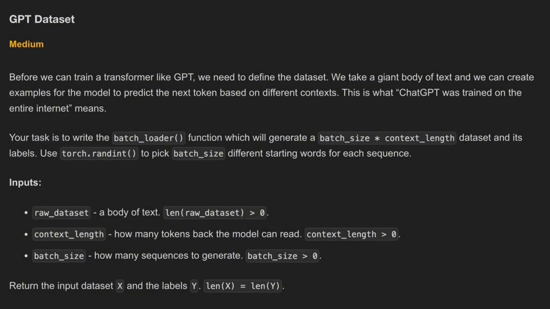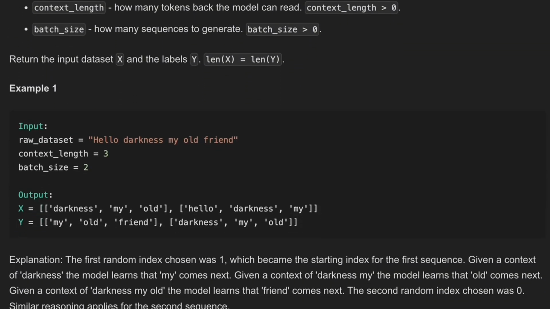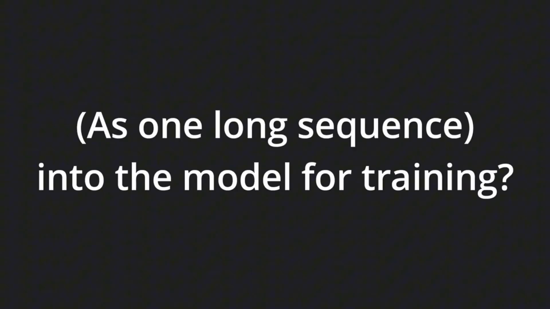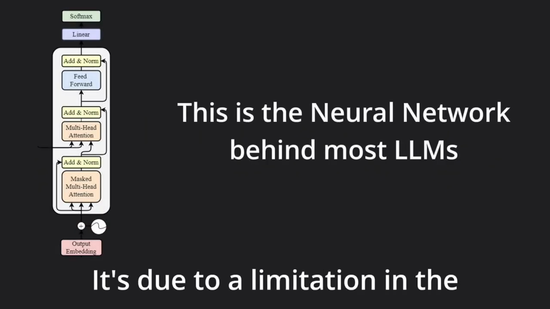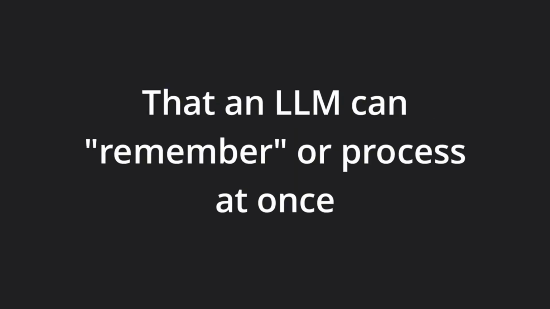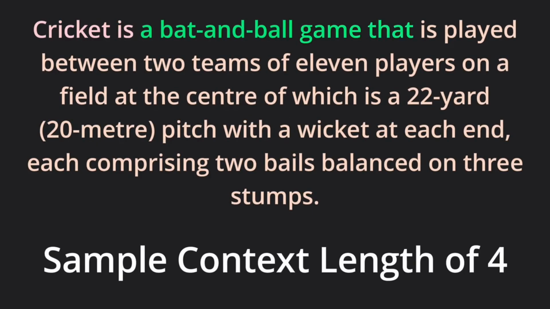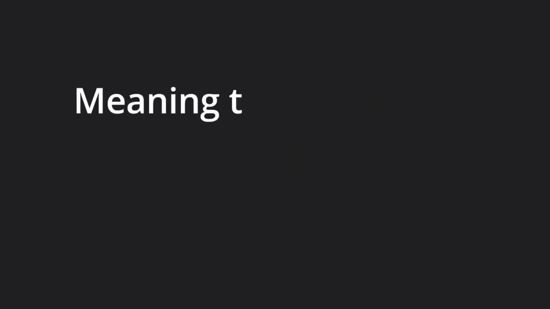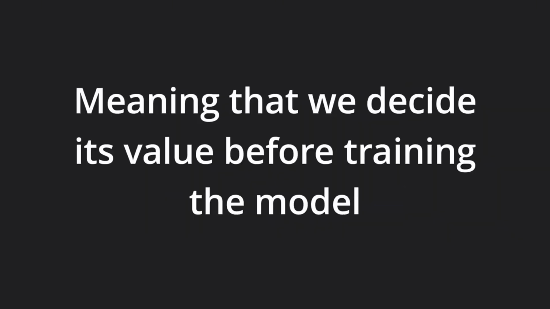Okay, so why does this programming question even exist? Why can't we just feed in the entire dataset as one long sequence into the model for training? It's because of a limitation in the transformer architecture known as context length. To summarize, there's a maximum number of words that an LLM can remember or process at once. The LLM forgets, or more accurately, cannot factor words that are outside of this window into its prediction. The context length is a hyperparameter for training an LLM, meaning that we decide its value before training the model.